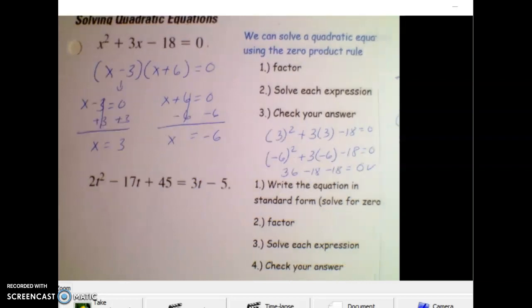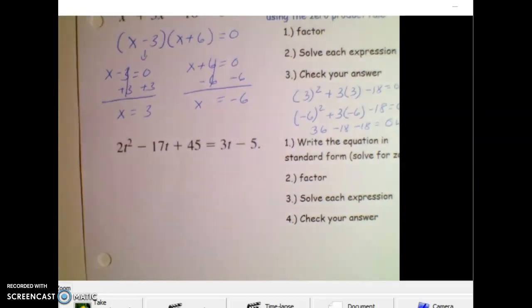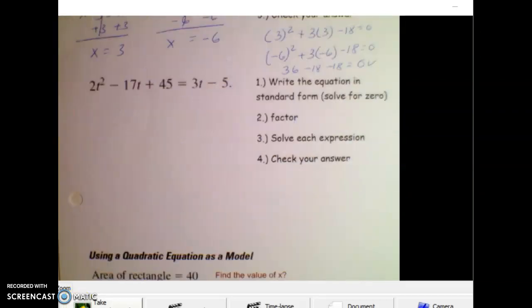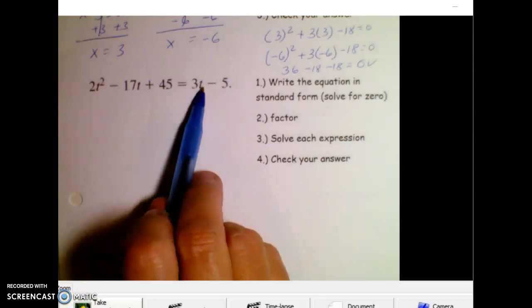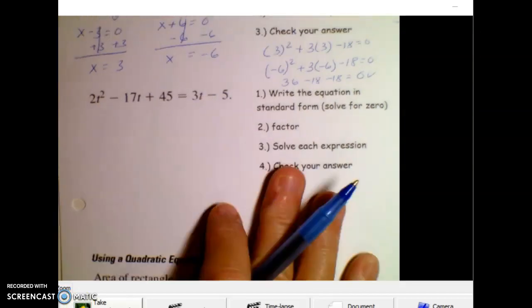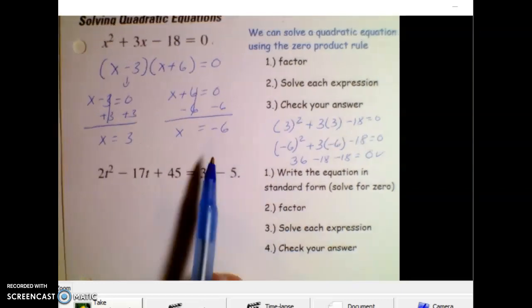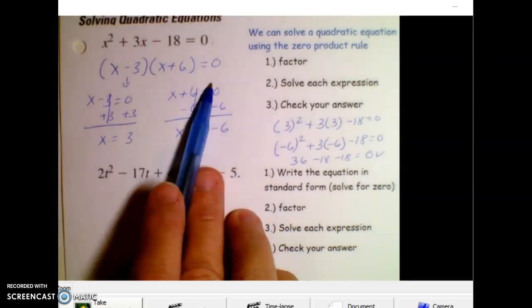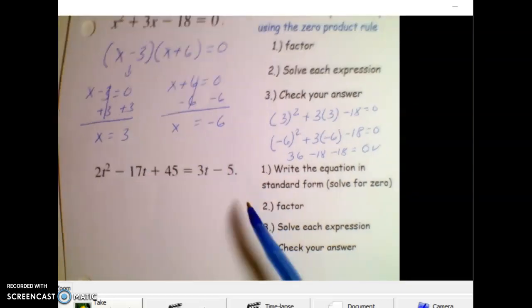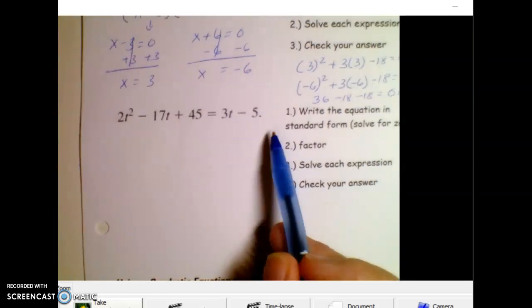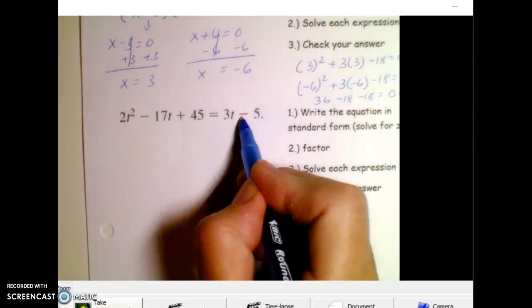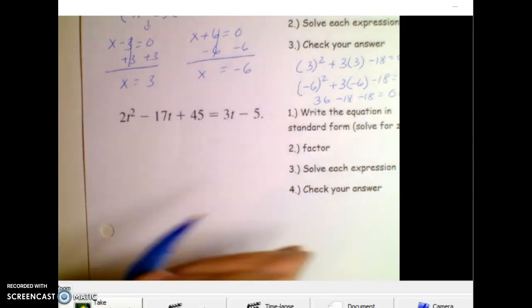Okay, let's try doing one that looks a little more complicated. So we're going to work on this one next. So the first thing you should notice here is that it's different because up here we had a 0 in this location. So we could use the zero product rule, but there's no 0 there. So we need to make this 0. So that means we need to move this 3t and the -5 to the other side.